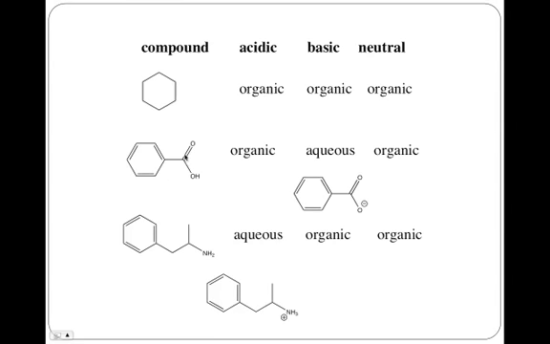The next compound is benzoic acid. We call it benzoic acid because it's an acid. In neutral water, it's going to be organic. It's going to be this species, and so it's going to be in the organic layer. If the aqueous layer is acidic, it's also going to be in the organic layer. But if the aqueous layer is basic, you're not going to have benzoic acid anymore. You're going to have its conjugate base, the benzoate anion. Now that it's ionic, it's going to be dissolved in the aqueous layer, and so it'll partition to the other layer if the aqueous layer is basic. Here is amphetamine.